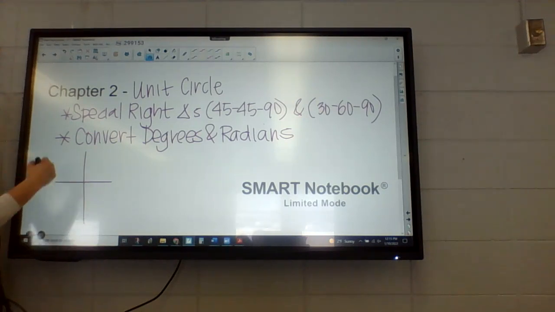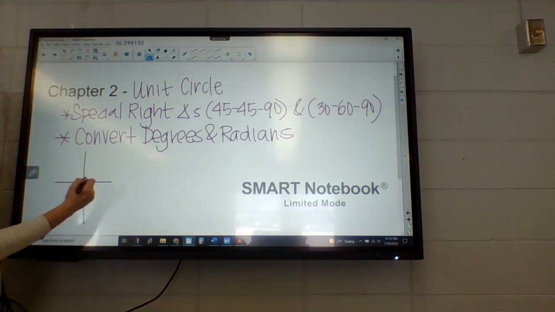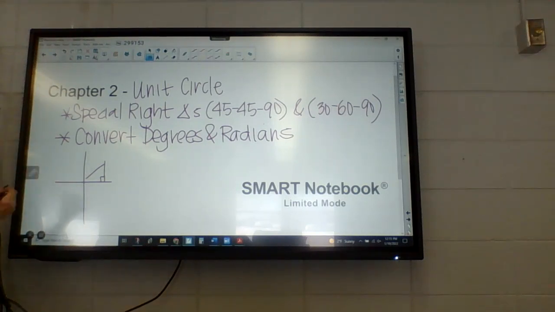So if we had a triangle in this quadrant, everything would be positive. This is where we talked about "All Students Take Calculus" and the positive values associated with each quadrant.